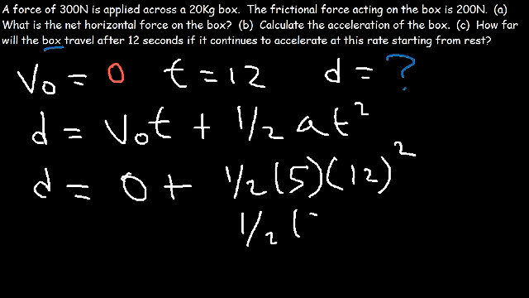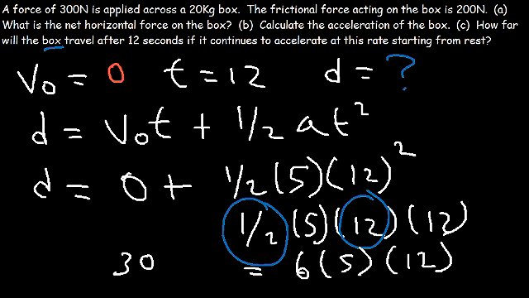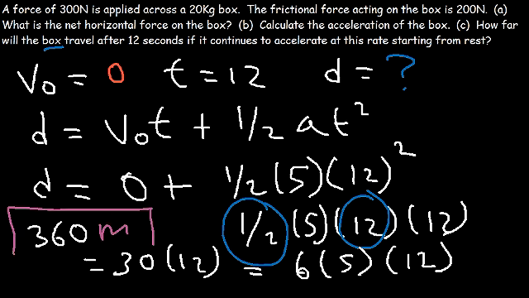So we have 1/2 times 5 times 12 times 12. 1/2 times 12 is 6. 6 times 5 is 30. And 30 times 12. If we multiply 30 by 10, that's 300. 30 times 2 is 60. So 30 times 12 is 360. So this particular box is going to travel 360 meters in 12 seconds.